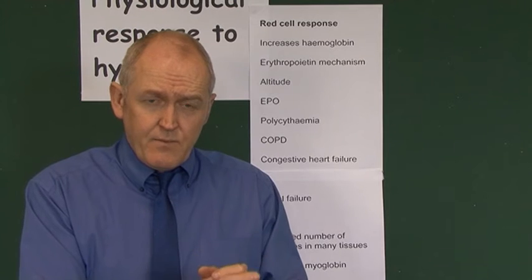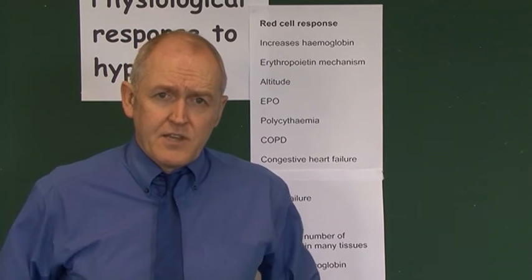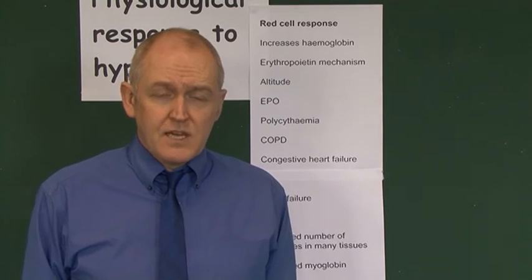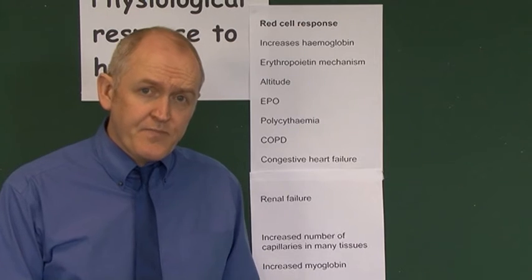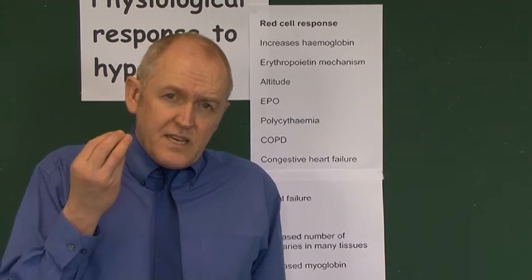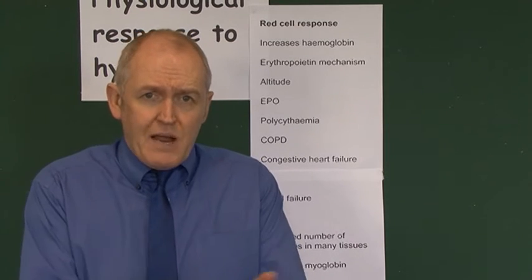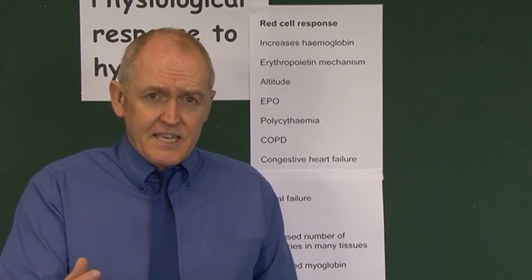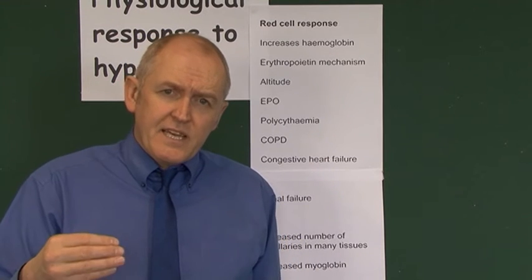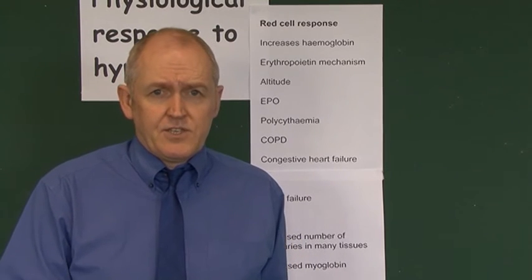Pathologically, an increase in the number of red cells is called polycythemia, too many red cells. Now this can occur idiopathically, that just means we don't know the cause, or as a primary condition where you can just get it. But very often it occurs secondary to other conditions.